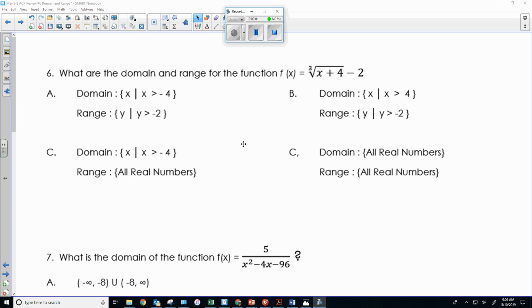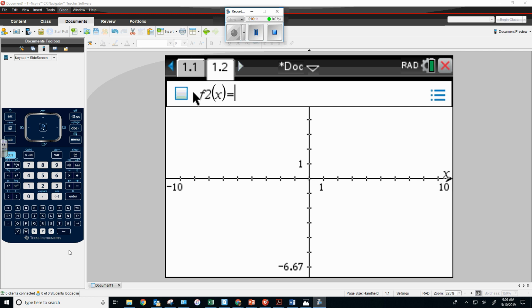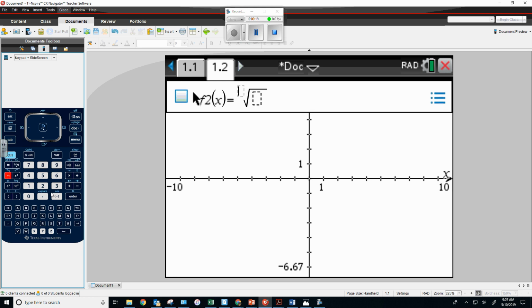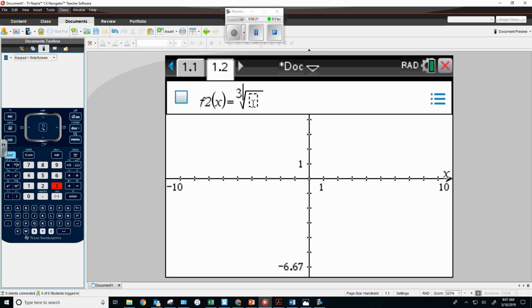Problem number 6. What are the domain and range for the function f of x equals the cube root of x plus 4, minus 2? All right, let's just graph the function and see what we got. We need a cube root, so we need control caret 3 and x plus 4.